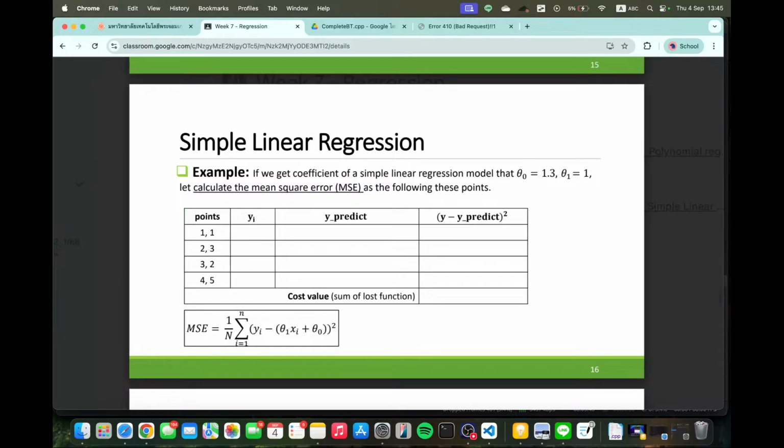How about when you find the difference between the true value and the prediction values, squared? Because we want to calculate the mean square error, okay? That's why I make it squared, because it is a term of this equation. So the first one is 1 minus 2.3 squared, right? How much? 1.69.